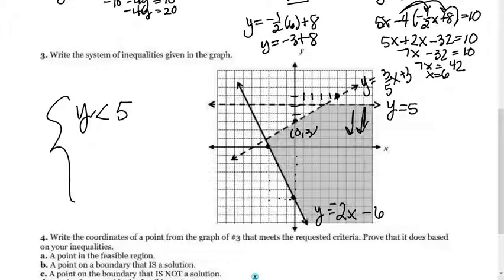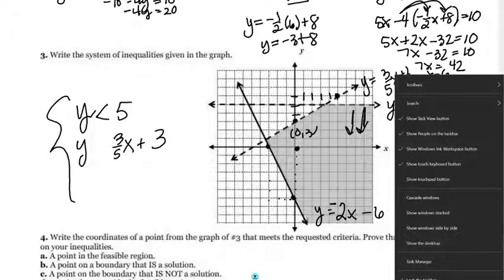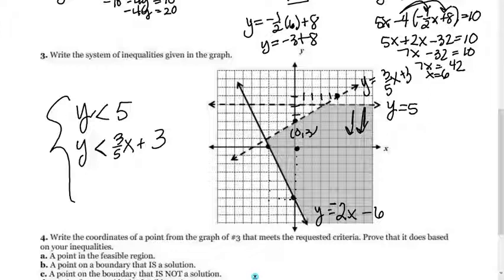Okay, next one, y something 3/5 x plus 3. If I test 0, 0, I want it to be true because I've shaded there. So is 0 less than or greater than 3? It is less than. So I'm going to choose less than. I want that to be true.